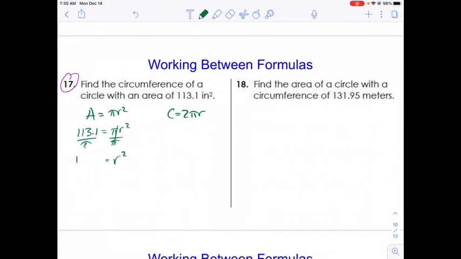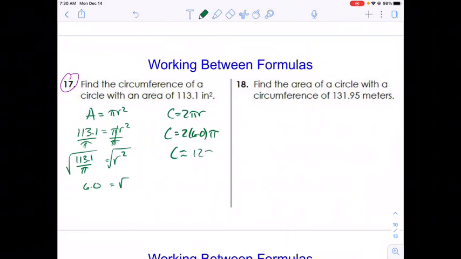Radius squared is equal to 113.1 divided by pi. Once again, we're going to take the square root of both sides. And when we do so, we're going to get approximately 6.0. It's going to round up to be that. And then we're going to use this number in our circumference formula. So 2 times 6.0, which is just 6, times pi. So circumference is approximately 12 pi, or most likely, because we had to round off over here, they're not going to have you put it in terms of pi, which means we'll do 12 times pi and get 37.70. And this would be in just inches because it's just a perimeter.